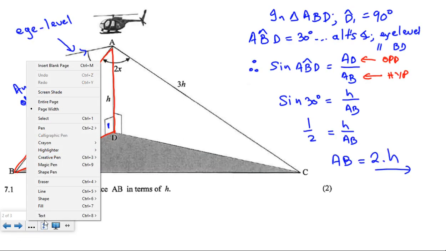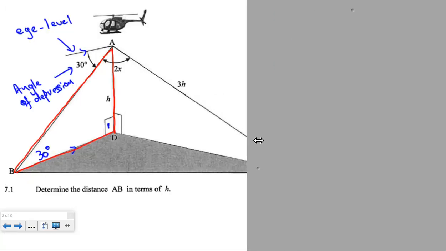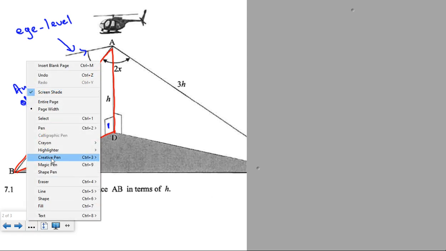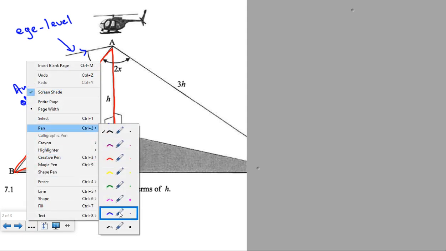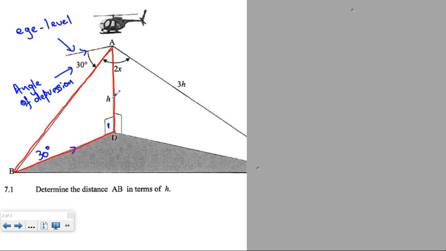Right. Before we continue, let's just hide the parts that we want to not get distracted with. So the first question says determine the distance of AB, in other words, in terms of h. So that's the distance there. We want to work out the distance of AB. Now, what we need to consider is that this is a right angle triangle. So notice I highlighted it in red to make sure that we don't let the other triangles confuse us. That's a vertical triangle. This is the angle of depression. That's your eye level. That is parallel to the ground.